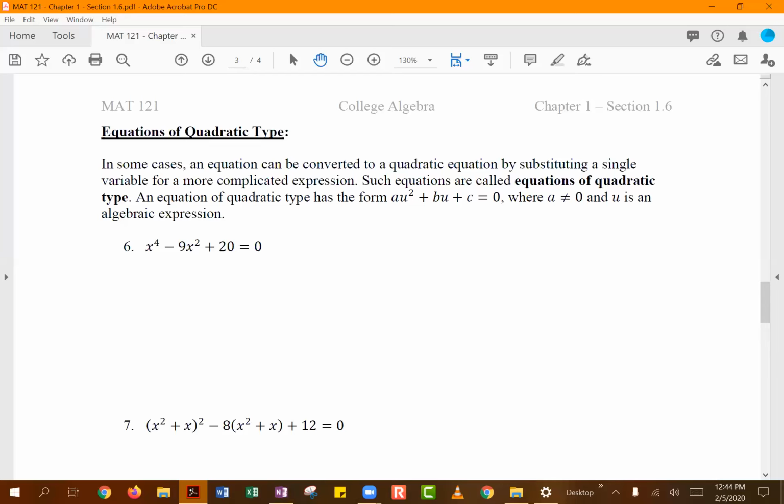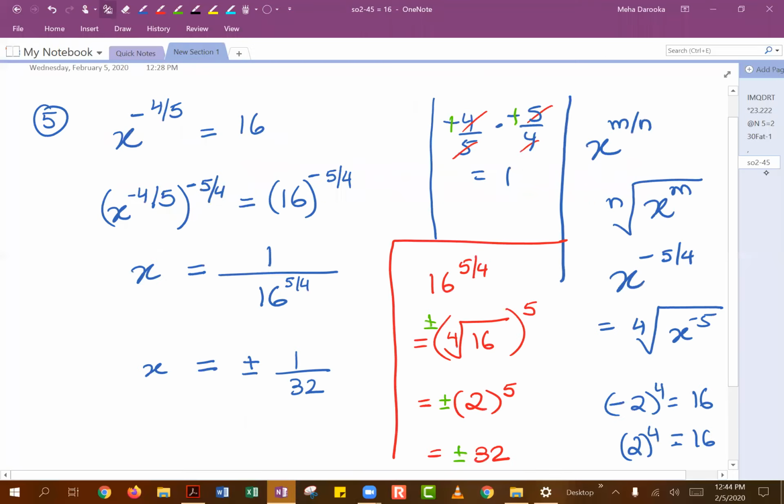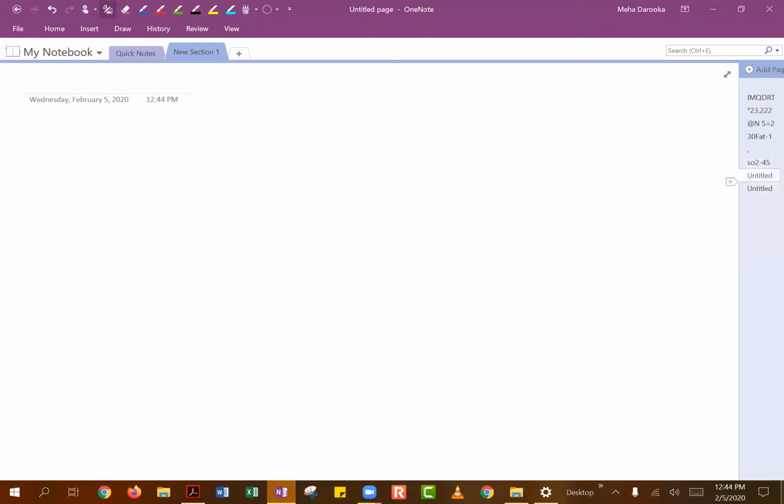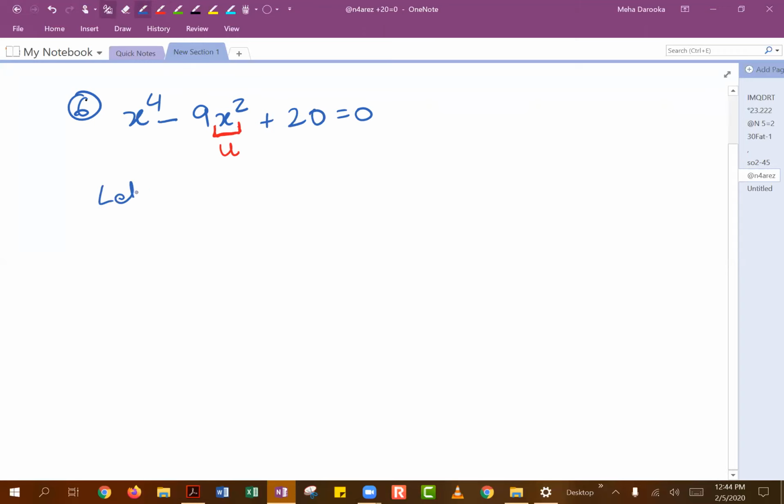Okay, so we've got this will be number 6. By default, you are given x to the 4th minus 9x squared plus 20 equals 0. Like I said, that middle term is going to tell us how we're going to define our u term, okay? So we would say let our u term be x squared.